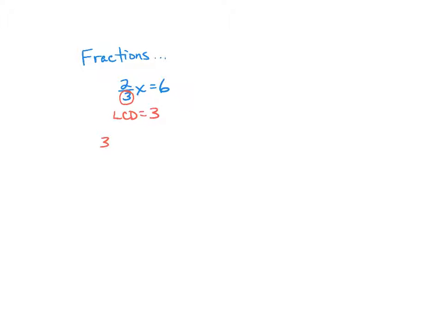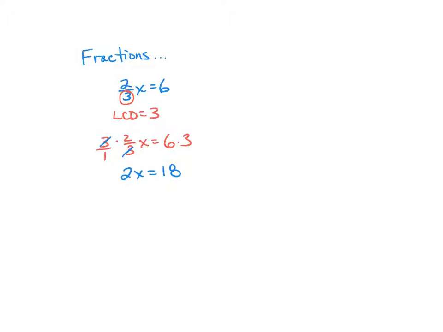Notice what happens when I do that. I have 3 times 2/3 x is equal to 6 times 3. Now remember that 3 is really 3 over 1. And now I can go through and I can cancel. The 3 and the 3 cancel. It just leaves me with 2x. And I have 2x is equal to 18.